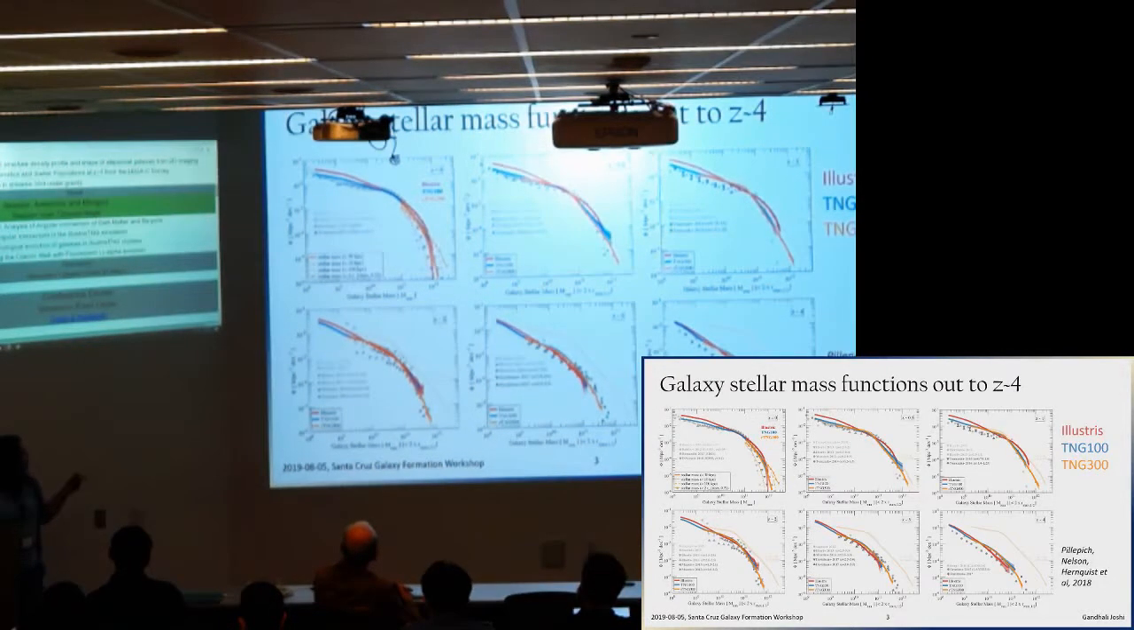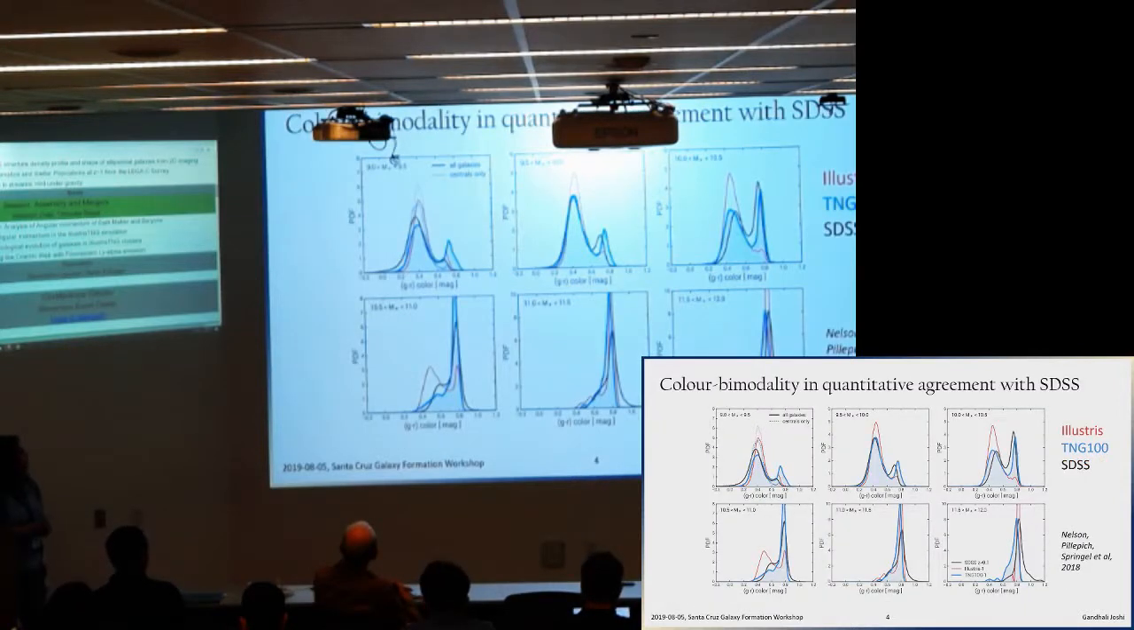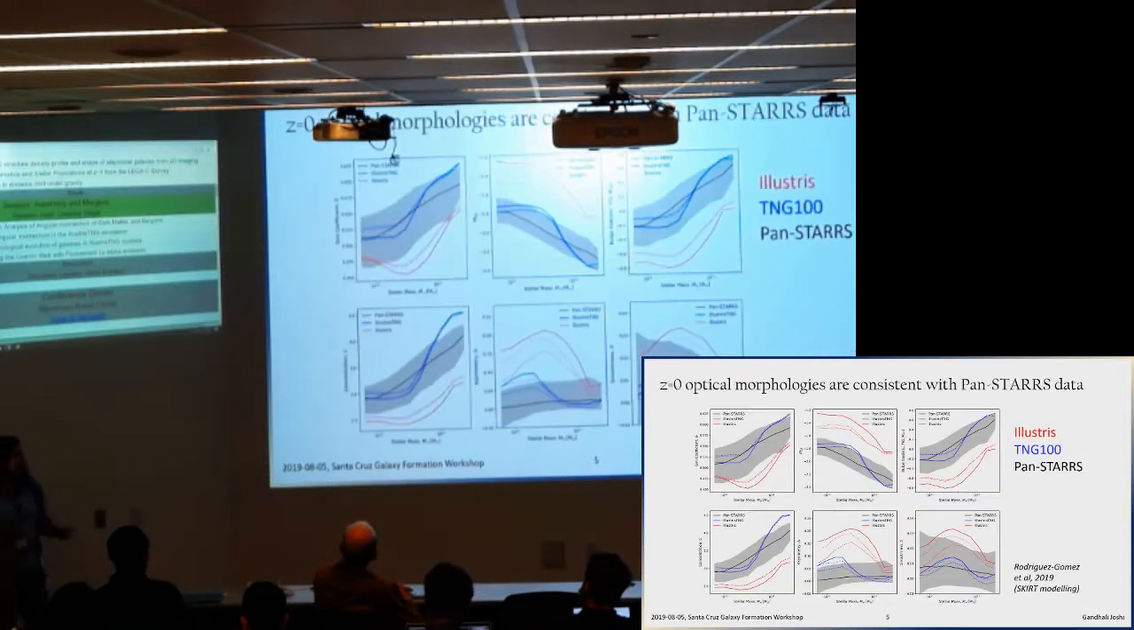So for example, this is the Pillepich et al. paper from 2018 showing that the galaxy stellar mass functions are pretty reasonable out to redshifts of even 4. This is the Nelson et al. paper from 2018 showing that there's quantitative agreement between the color bimodality in IllustrisTNG and SDSS. And you just saw this result from Vicente Rodriguez-Gomez looking at the optical morphologies that are also doing well. And all these three are important to the stuff that I'm going to show you in a little bit.